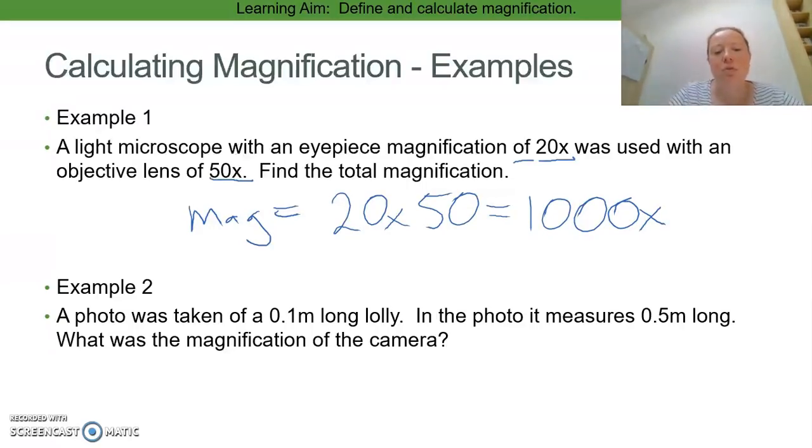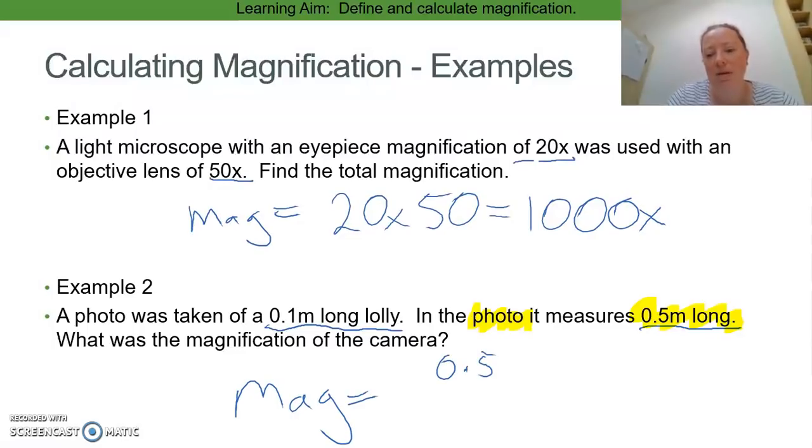In example number 2, we've got a photo of a 0.1 meter long lolly. So that's the actual size of the lolly. That's what its size is in real life. But in the photo, we measure it to be 0.5 meters long. We've got the image height in the photo. That means we divide. So our magnification is going to be the height in the image divided by the height in real life. And that gives us a magnification of times 5.